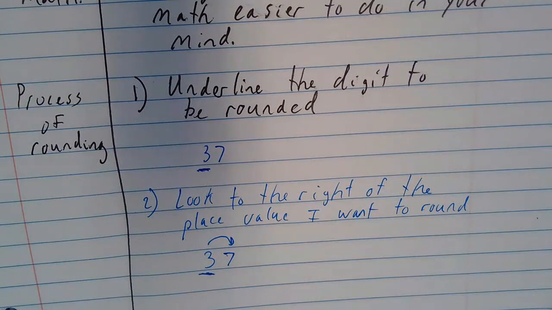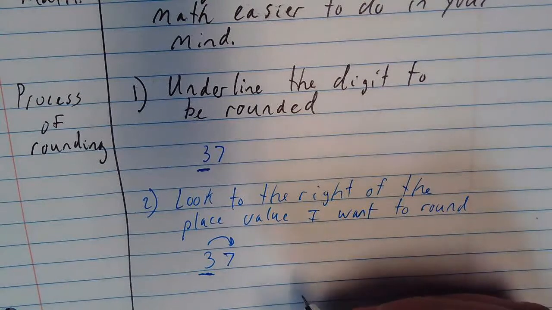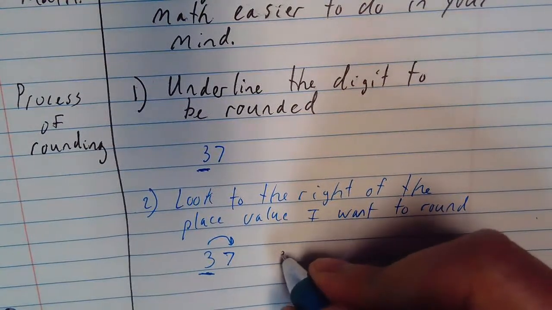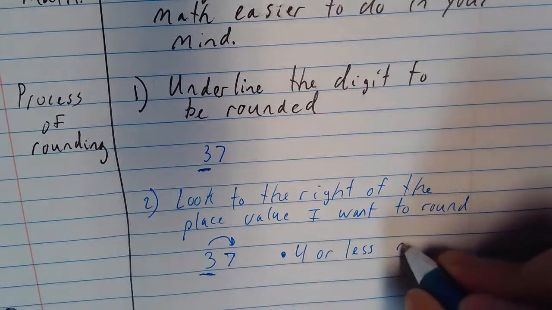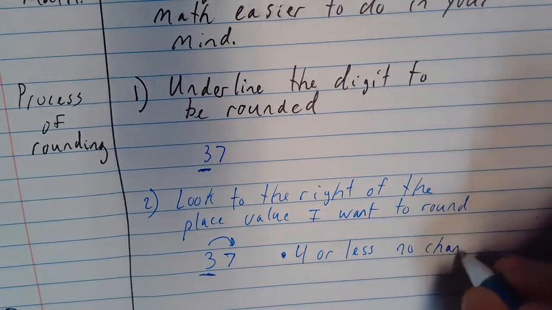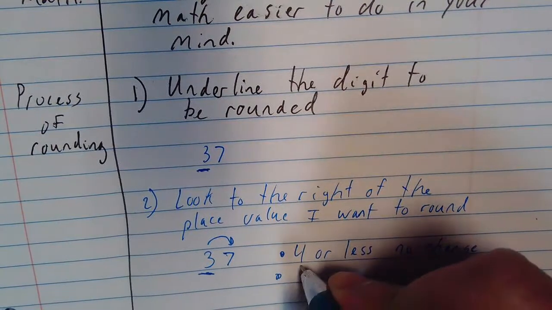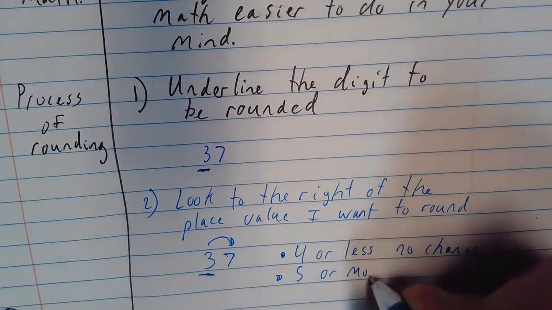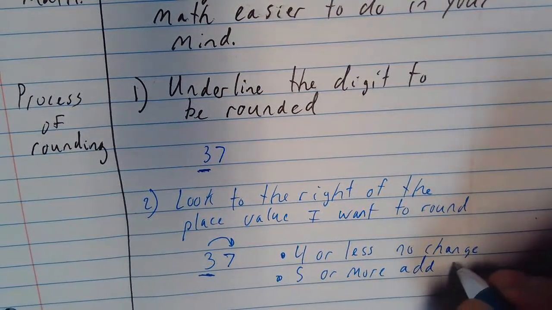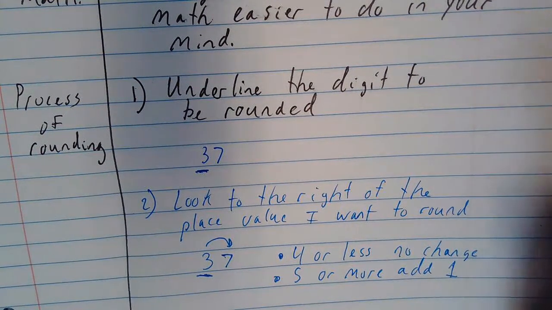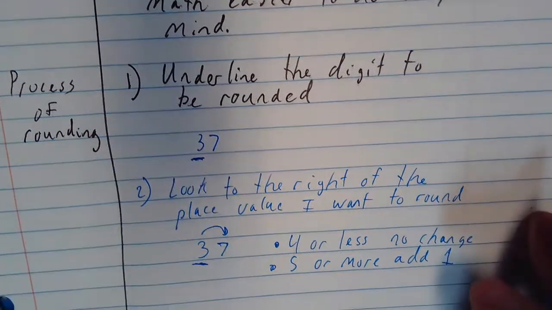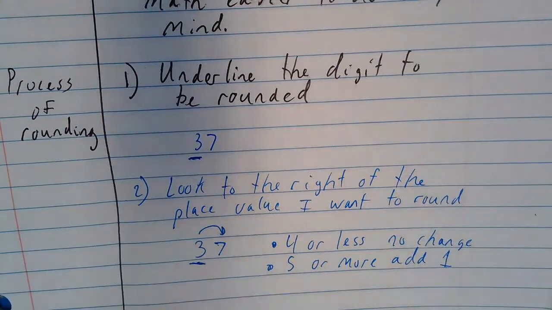Now here's the rule. If it's 4 or less, the number stays the same. 4 or less, no change. 5 or more, you add 1. All right, so what's going on? I keep saying no change, add 1. But to what? To the underlying digit.